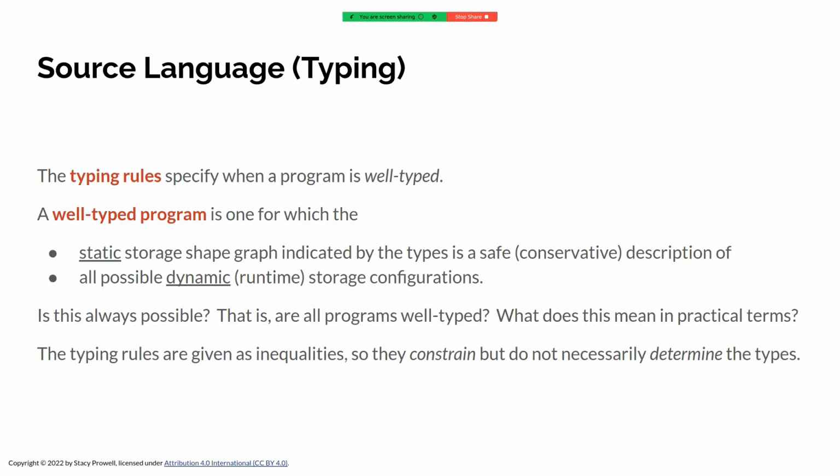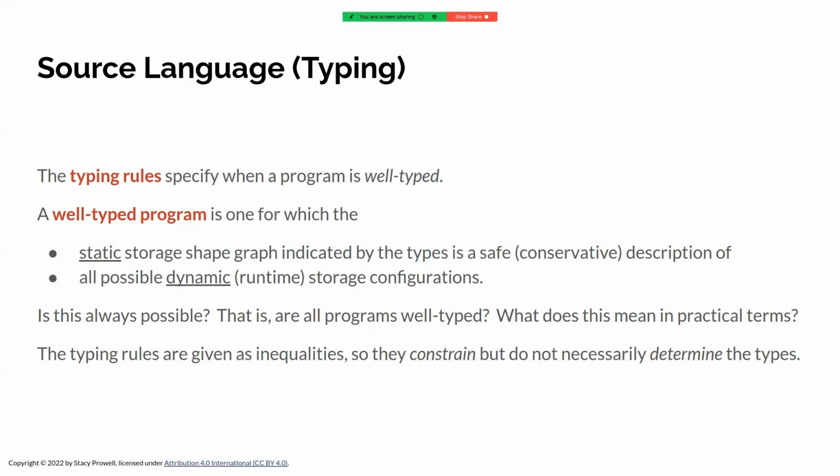He tells you this: a well-typed program is one for which the static storage shape graph, and what's a storage shape graph? Well, that's all of the different pieces of storage and how they point to one another. If you picture a linked list in your head with the little pointers pointing to the next element, you're looking at a storage shape graph. If you think about a tree, again, you're picturing in your head the storage shape graph. So nothing too foreign or strange here. But it should be static, a static storage shape graph indicated by the types. And we want that to be a safe, and he says conservative, description of all possible dynamic storage configurations.